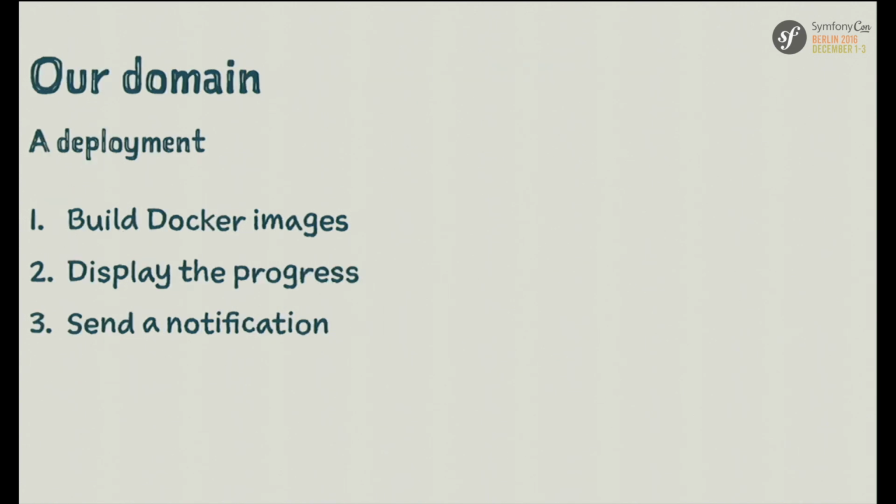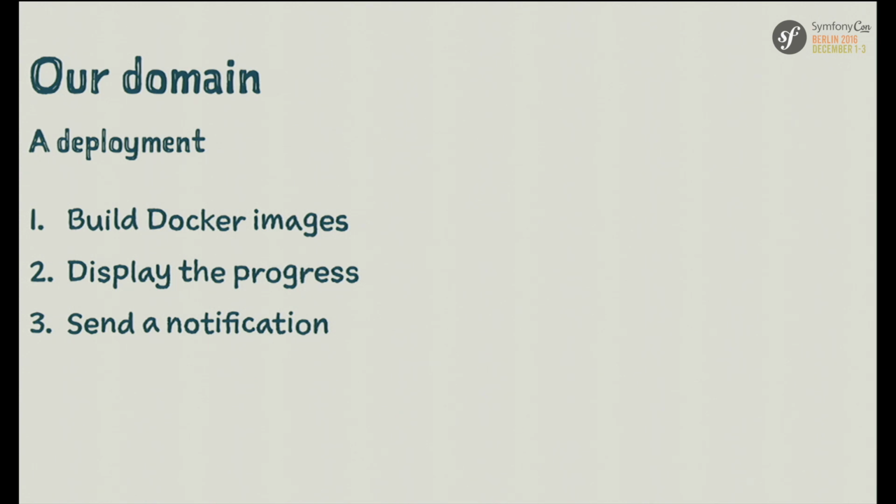So, our domain. I'm going to use the example of a continuous deployment pipeline. So we're going to take the domain of a deployment, because most of the time we are using the bank example for CQRS and event sourcing. But what I want is to show you that we can use these techniques for any kind of domain. It's just a way we are building our application. So a deployment is as simple as that. We're going to build one or more Docker images. We're going to display the progress to our user and potentially send a notification somewhere.